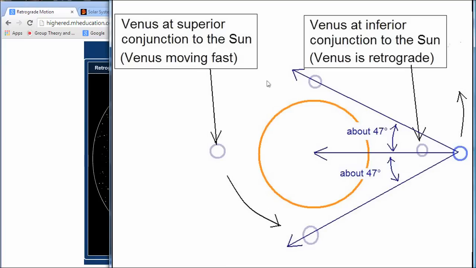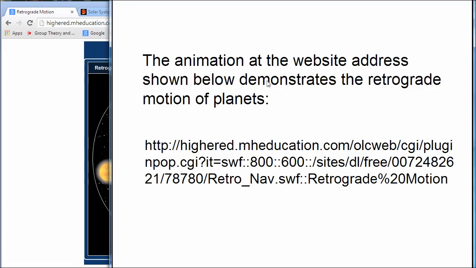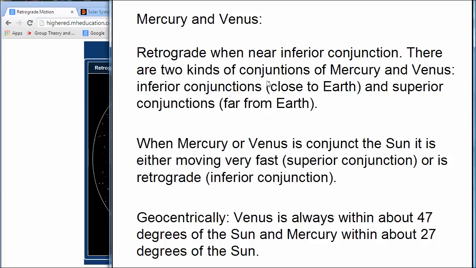There's also something very interesting I want to show you about how far away the planets are from the Sun when they turn retrograde. It's very interesting. But just to review this, to summarize the key points here, Mercury and Venus are retrograde when they're near inferior conjunction. So there are two kinds of conjunctions of Mercury and Venus to the Sun. The inferior, where the planet Mercury or Venus is closer to the Earth, and the superior, where it's farther away. And when it's farther away, the superior conjunction is moving very fast. So that's how it works with Mercury and Venus.